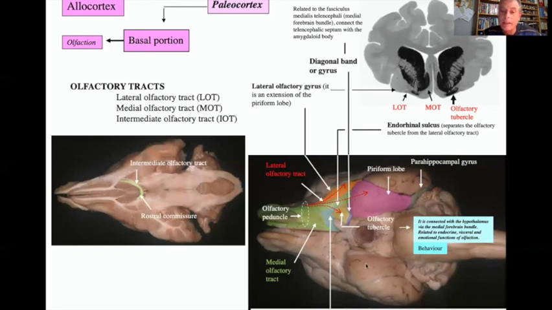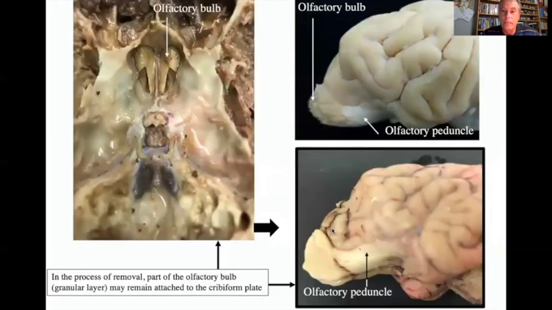Okay? The medial olfactory tract projects to the telencephalic septum. This image is a view of the floor of the cranial cavity after removing the encephalon. You see the oculomotor nerve, the hypophysis, the optic nerve, sorry, with the optic chiasm. And here, as we see, there is part of the olfactory bulb. Something has remained attached to the bone. So important here to notice.